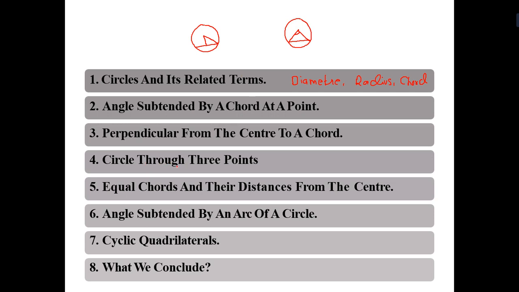Circle through 3 points. A circle can pass through 3 different points. Equal chords and their distance from the center. Angle subtended by an arc of a circle. Cyclic quadrilateral. If I draw one circle and put four points on it, we can say it is a cyclic quadrilateral. And last, the conclusion. So these are all the topics that we want to discuss.